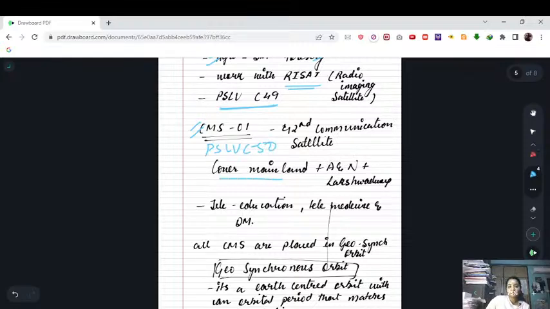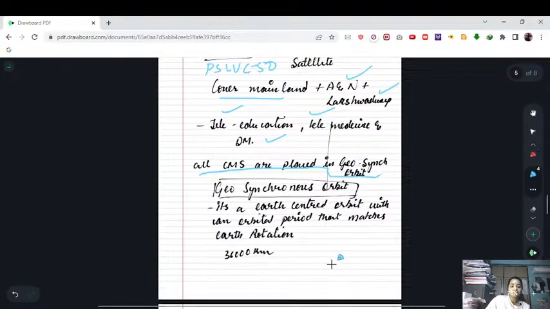It will cover the mainland along with Andaman and Nicobar and Lakshadweep. Its main purpose will be teleeducation, telemedicine and disaster management. Now all CMS are placed in geosynchronous orbit. Now what is geosynchronous orbit? Geosynchronous orbit is an earth centered orbit with an orbital period that matches earth's rotation.